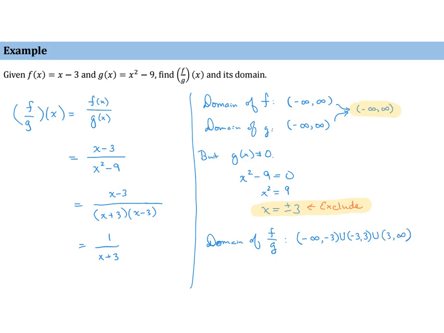Notice we have a break in our domain at the two values that we excluded. It's not enough to go and look over here and see what we needed to exclude, because this was simplified. We have to go through this process of looking at each function individually, and then because this is a quotient, we must look at where the denominator would have been 0.